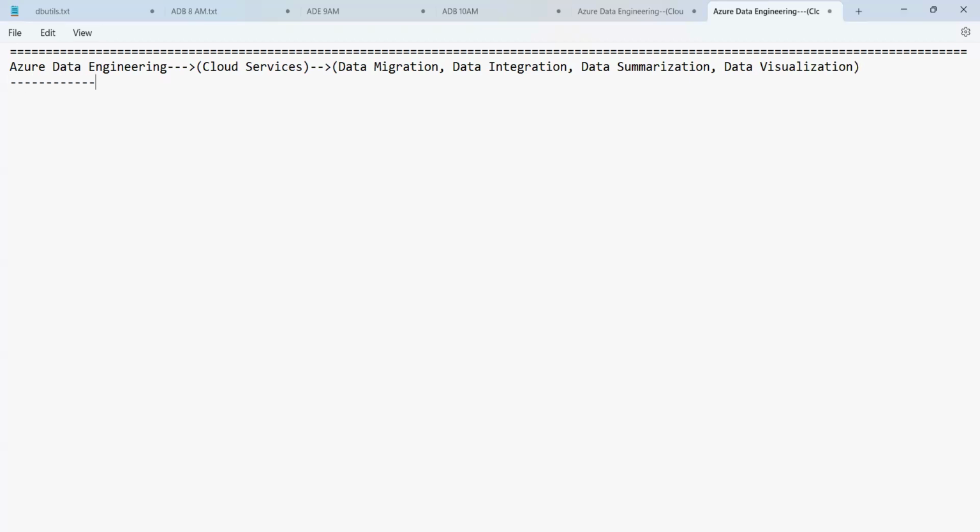Azure data engineering, as we know, is a bunch of cloud services. The following cloud services are provided in this. The first one is ADF, and then the next service is ADB, which we call Azure Databricks. That means we are using Databricks for Azure. And here you have Azure Data Factory, ADF.